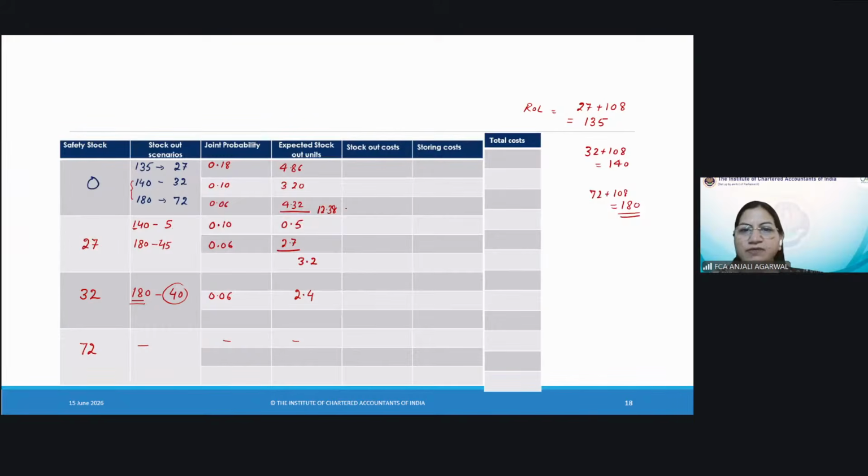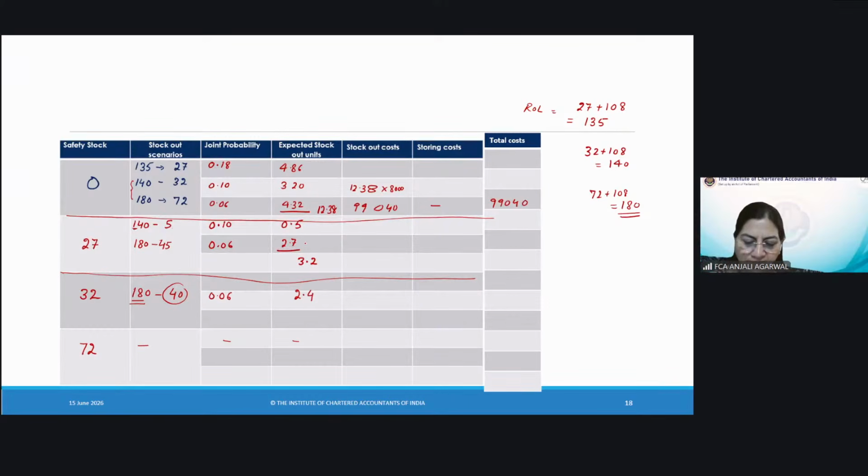So this 12.38 will cost me 12.38 into 8,000. The stock out cost is 99,040. Storing cost is nil, I'm not keeping any stocks. So the total cost is 99,040.